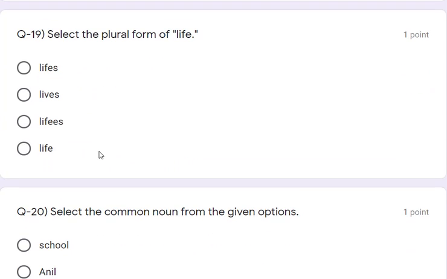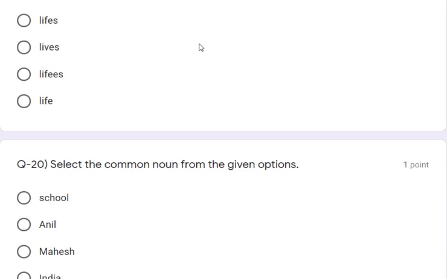Question number 19. Select the plural form of life. The plural form of life is lives, L-I-V-E-S, because F-E is there in the ending. So we will remove F-E and add V-E-S. If you know the rules, you can give this answer easily.